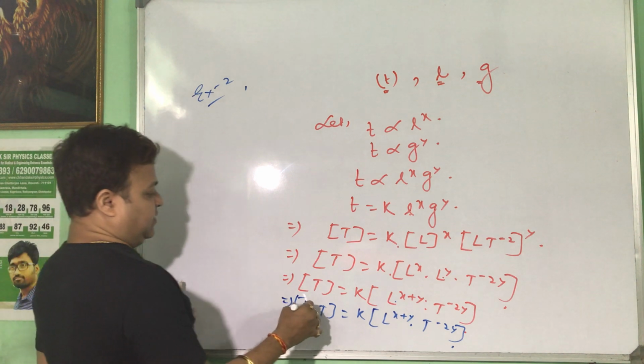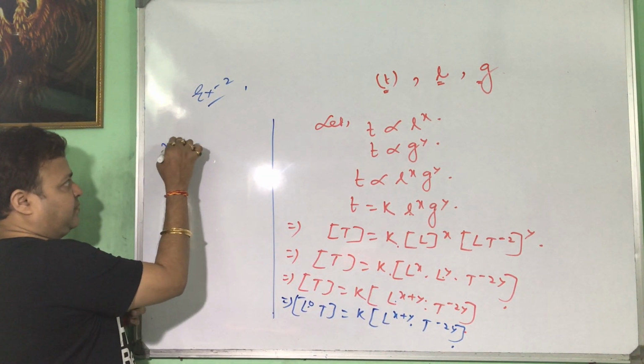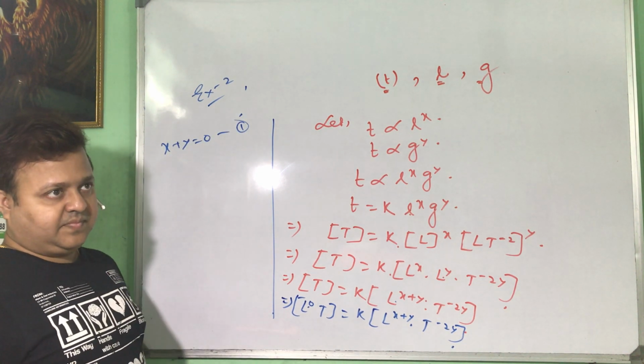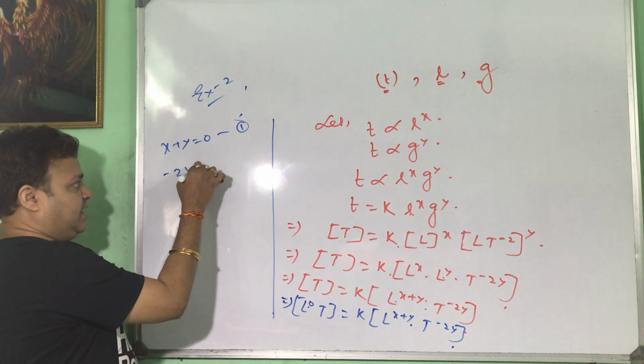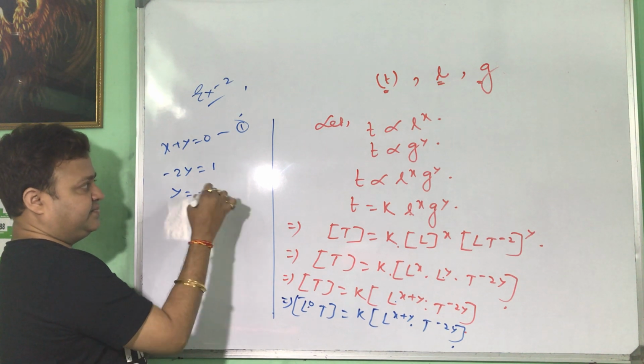So power of L is 0, here power of L is x plus y, so x plus y equal to 0, this is equation number 1. Power of T is 1, this is minus 2y, so minus 2y equal to 1, so y becomes minus half.